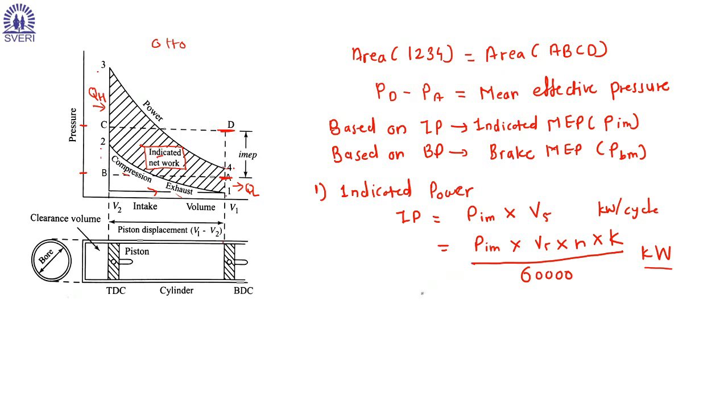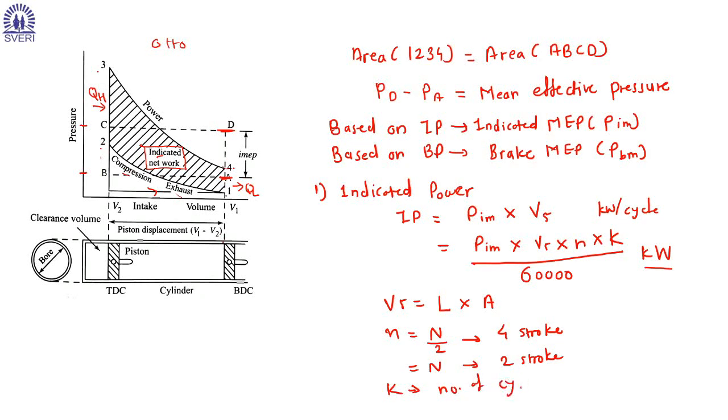Now here, swept volume, as we know, is a product of stroke into area of the bore. The small n is equal to speed in RPM divided by 2 in case of 4-stroke engines, and this is equal to N in case of 2-stroke engines. This capital K is nothing but the number of cylinders. From this formula you will get indicated power.